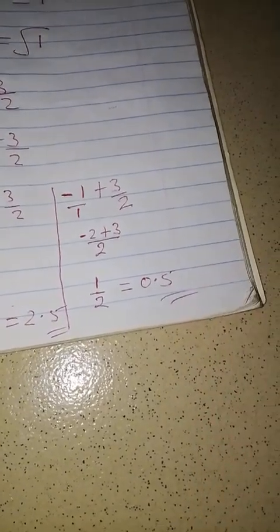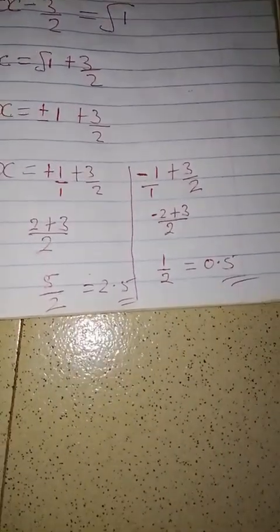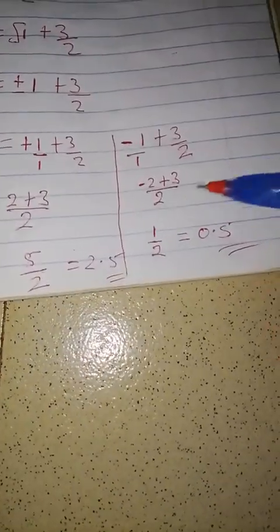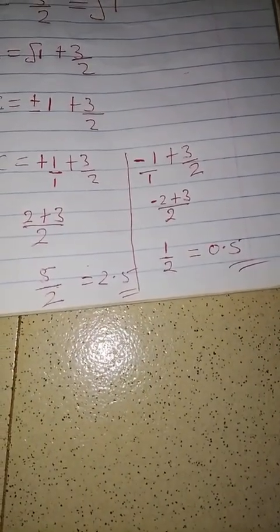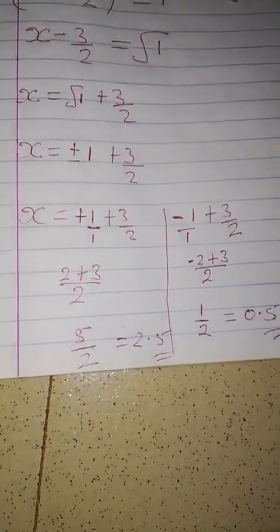So these are our values of x. You can leave them as decimal points or fraction. If it's decimal points, the values of x are 2.5 and 0.5. If it's fraction, 5/2 and 1/2. So that's our answer. Thank you.